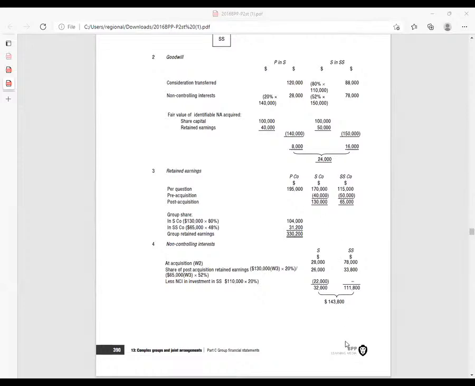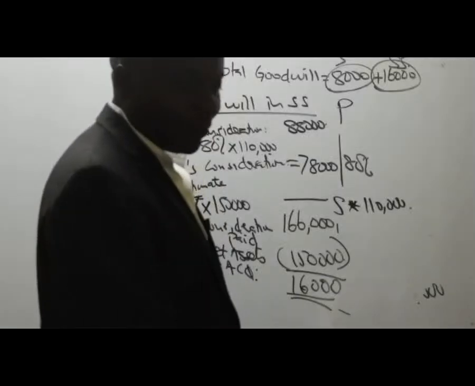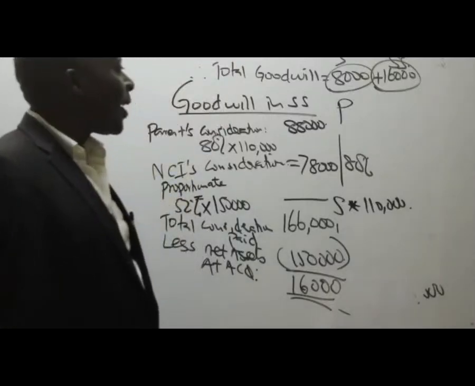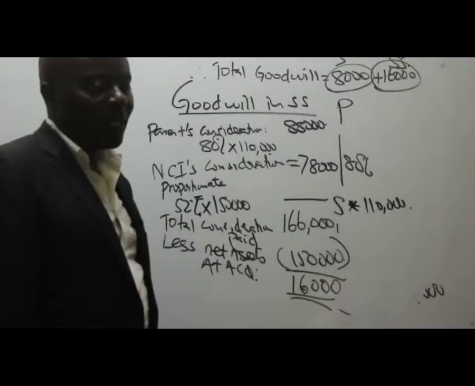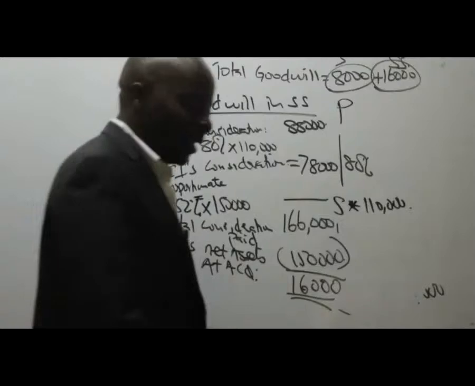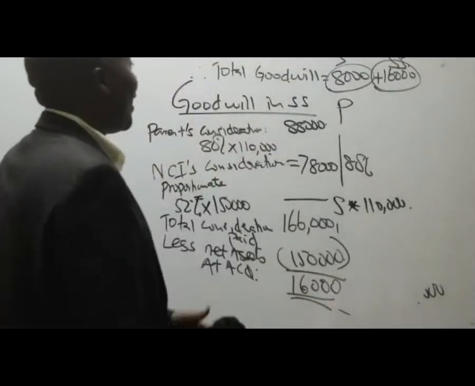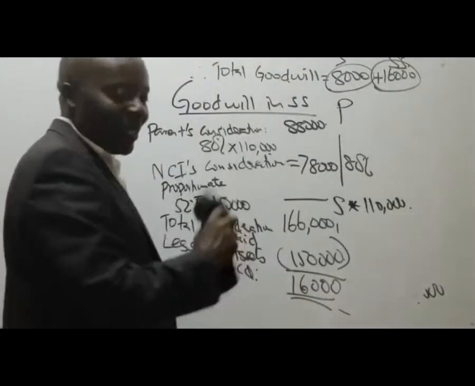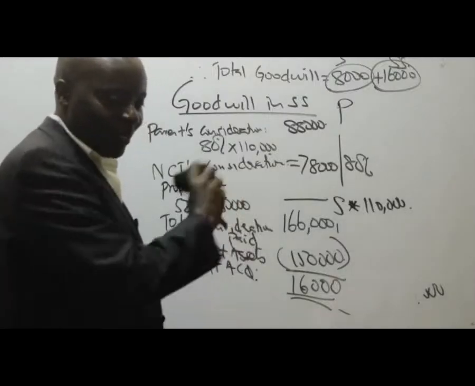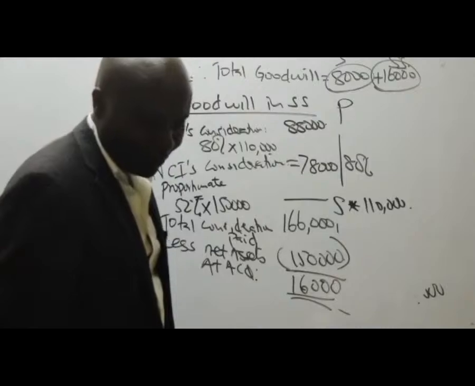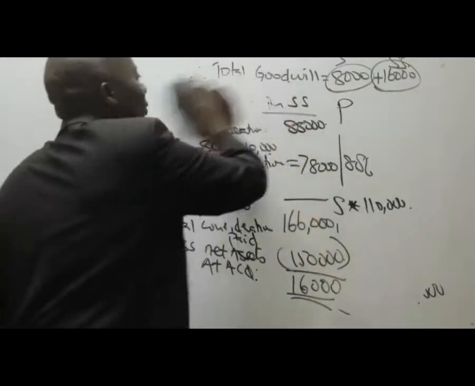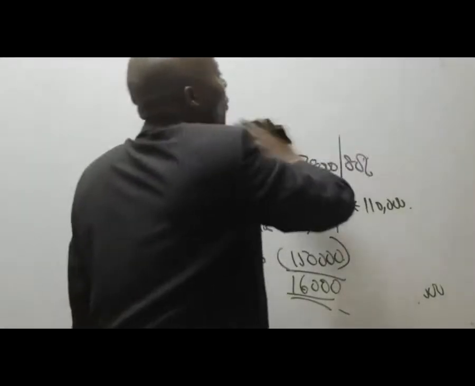Now, ladies and gentlemen, from there, the last working that I'll do is the working of NCI. So if you allow me, I'll now rub this. Can I rub this very fast? Great. So the last working that I'll do is the working of NCI.